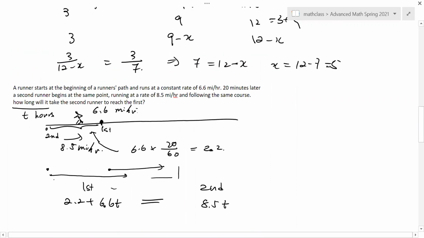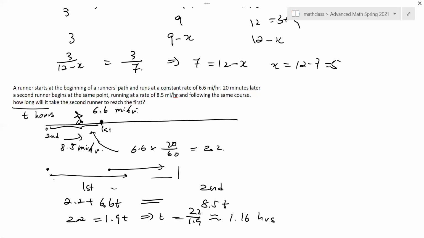So now let's simplify. So you will get 2.2 equals 1.9 t. So t is going to be 2.2 over 1.9. And after simplifying, it's 1.16 hours. I don't know if you get this answer.